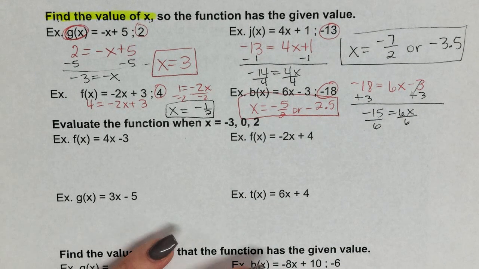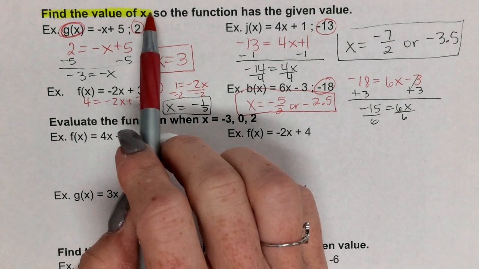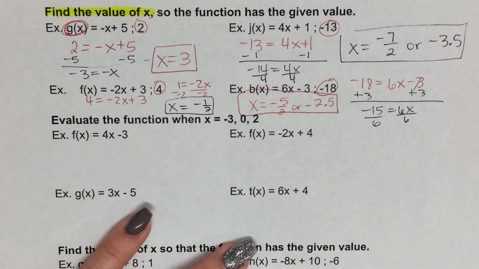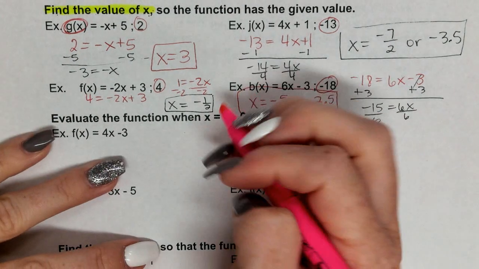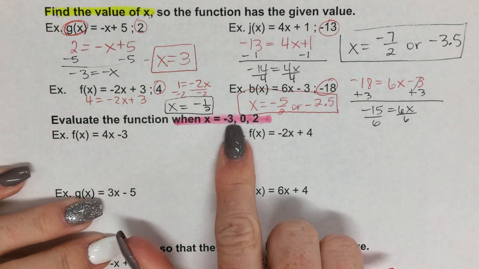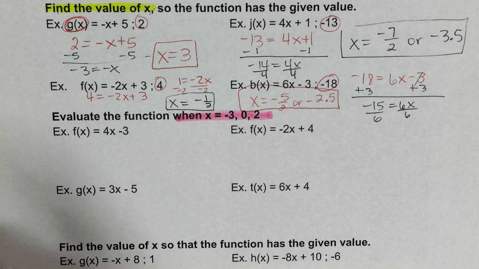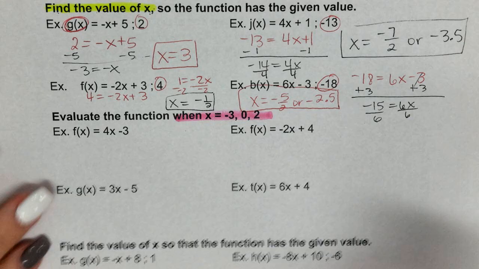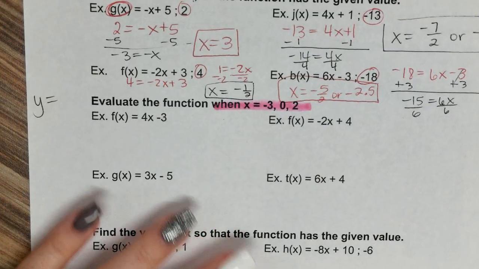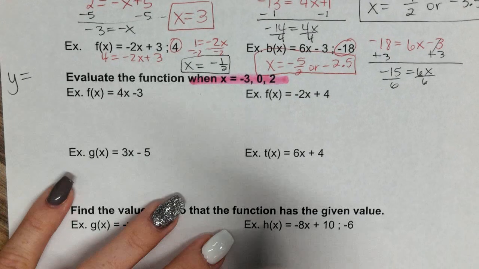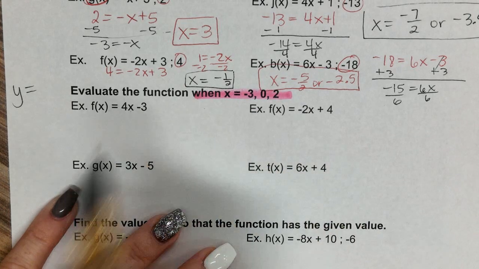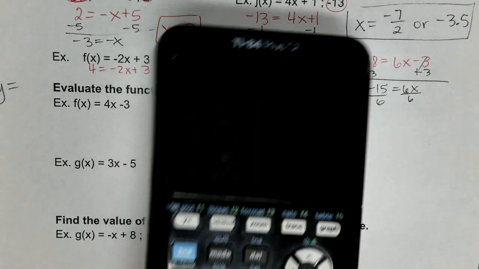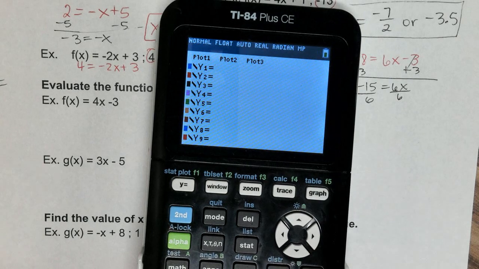On the ones we just did, it wanted us to find x, but on the next part, it wants us to evaluate given the values of x. So it's telling you when x equals something. That means you'll plug those in for x, or if it's easier for you, just use your y equals button, which to me is easier. If you want, you could plug in negative 3 for x and solve, 0 for x and solve, 2 for x and solve. Or I could just type the function in y equals.